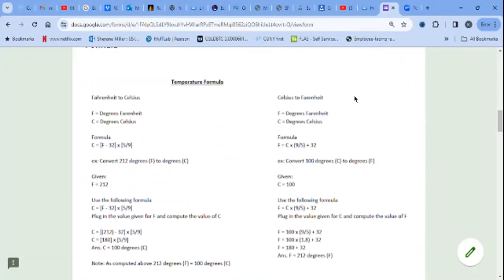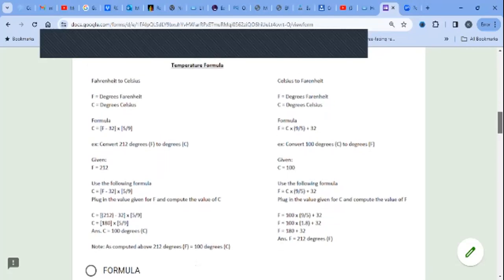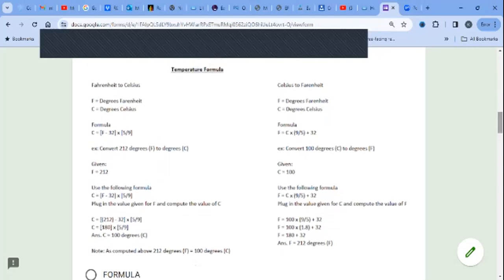It actually has a worked example at the bottom. Let me show that so you guys can see it. We're just going to follow that example, except where it says given F equals 212, we're going to put in the temperature that they gave us. Let's go back to the whiteboard and use that formula.